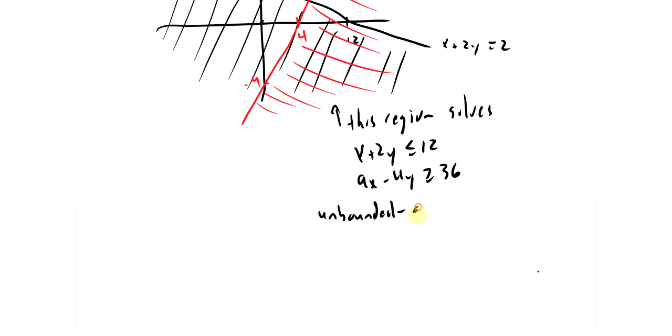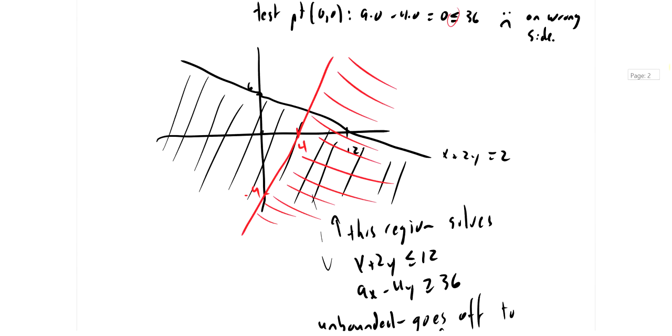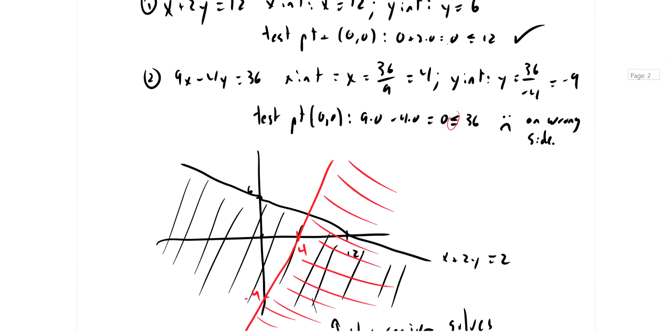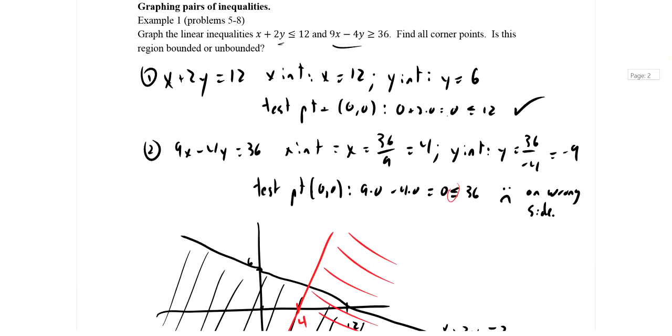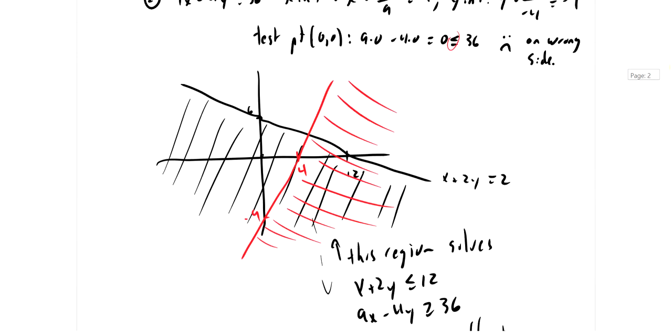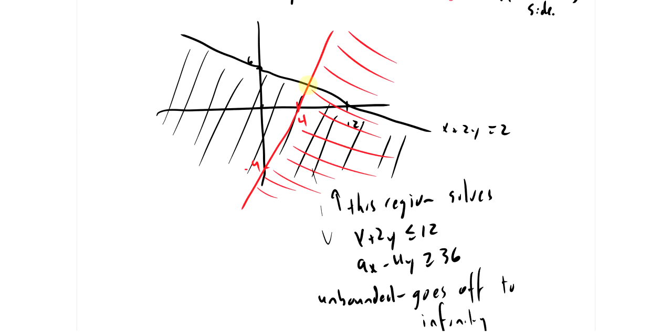Why is it unbounded? Well, you can just go off to infinity that way if you wanted. So it's an unbounded region. If you're bounded, that means you're stuck. You can't go off to infinity. And the last thing we need to know is find all corner points. What's the corner point? That's the corner point. It's where my two lines crossed.